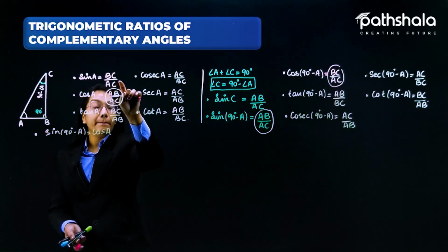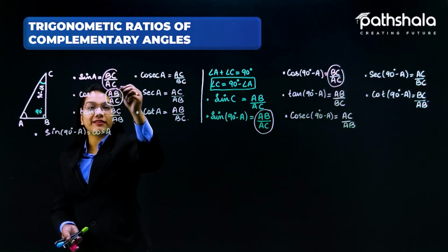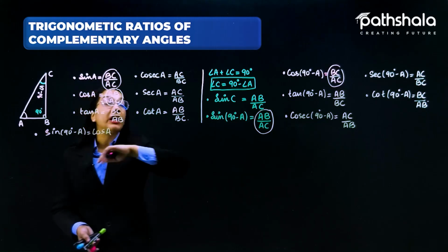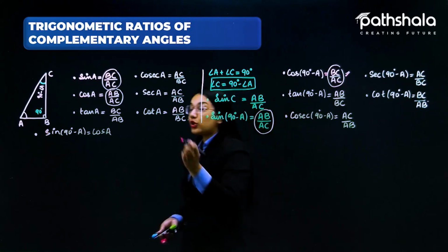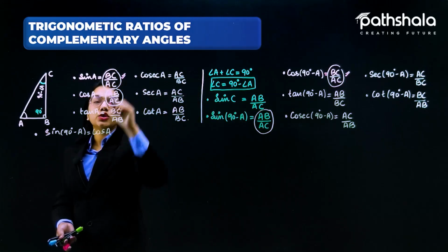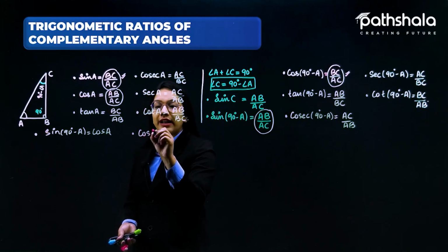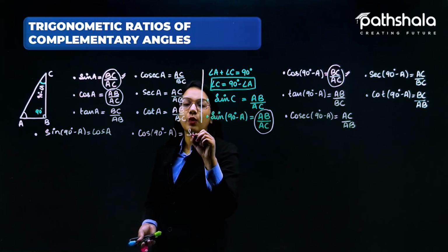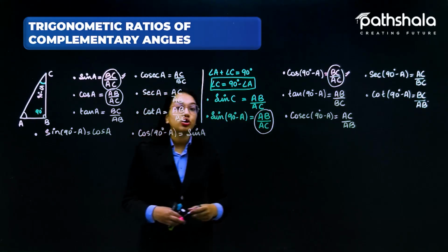So as you can see, BC by AC is nothing but sine of A. You can see all by yourself that BC by AC is here, and this is nothing but equal to sine of A. It means that cos of 90 minus A is actually equal to sine of A. So we can write that cos of 90 minus A is coming out to be equal to sine of A, after taking a comparison between these two ratios.